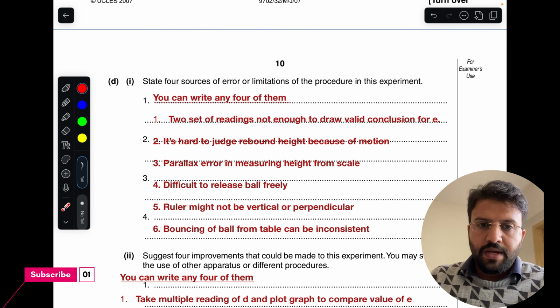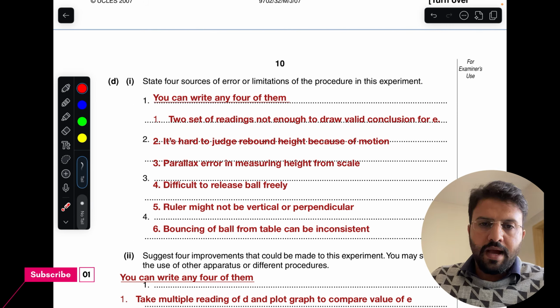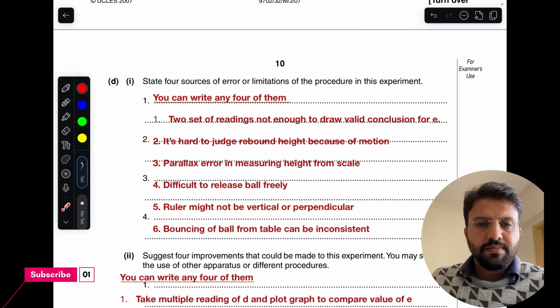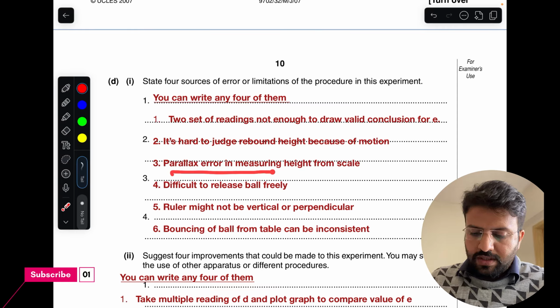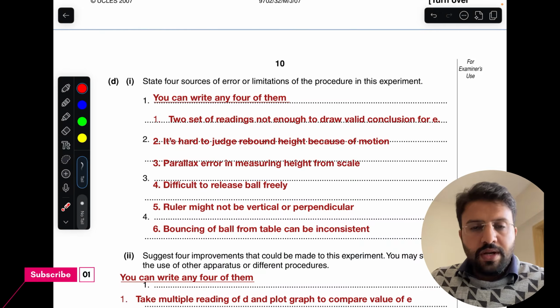Those are not enough. If you have to compare whether E is equal or not, you have to take multiple readings. As we do in some experiments, we take 6 readings, we plot the graph, and then we can say something about the value. Okay, then it's hard to judge the rebound height of the ball because of the motion. The ball is moving continuously, so human reaction time is also involved, so it's hard to judge the height accurately. Then the parallax error is there. Difficult to release the ball freely.